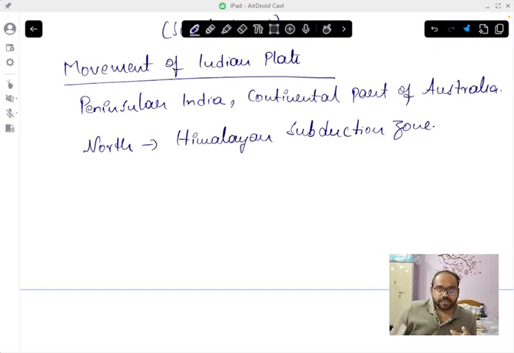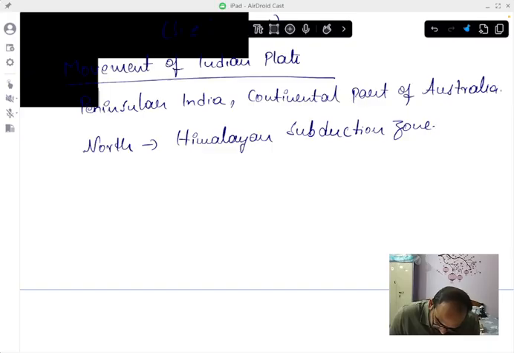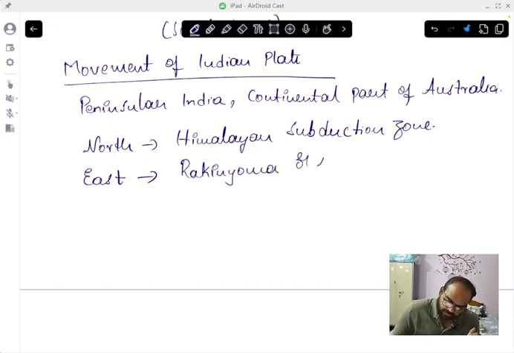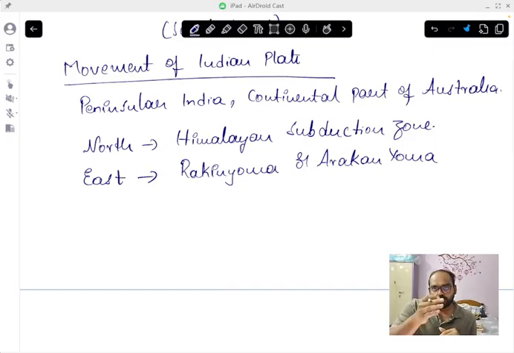East boundary. Eastwards, the Indian plate extends from the Rakhine Yoma or Arakan Yoma Mountains, present in Myanmar, up to Java.